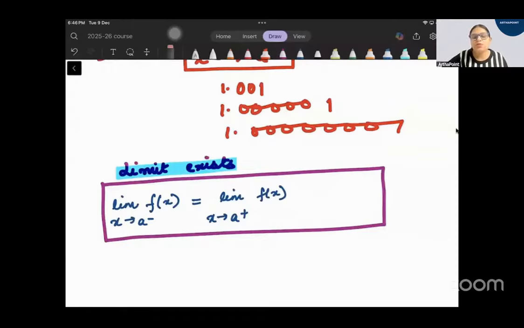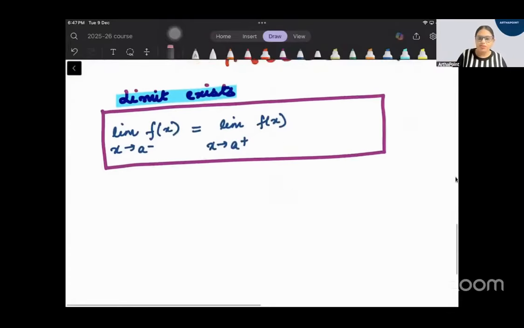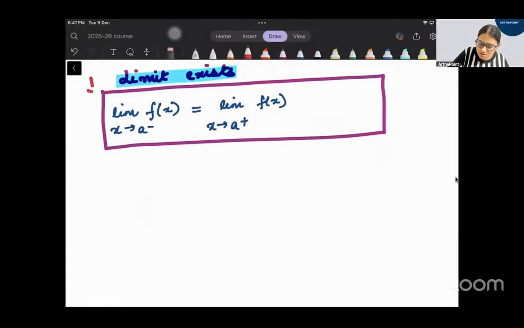So a limit of a function exists. When will the limit of a function exist? The limit of a function will exist when the left hand side will be equal to the right hand side. Then we can go ahead and we can say that yes, in fact, the limit of the function is existing. So this is called existence of limit, right? This is the first thing which you have to remember.